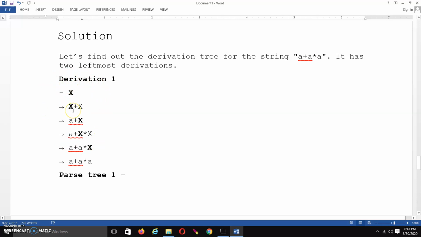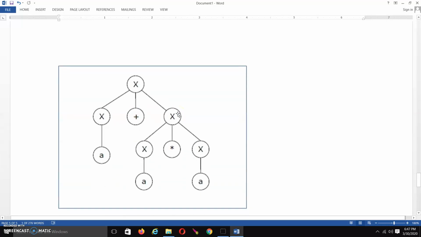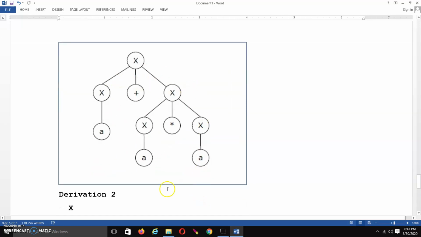Another way of parse tree construction, using the same grammar for the same string: if I construct a parse tree for the derivation X tends to X plus X, first I take X replaced as a, and X replaced as once again X star X, and each X is replaced as a. This is one of the parse trees.